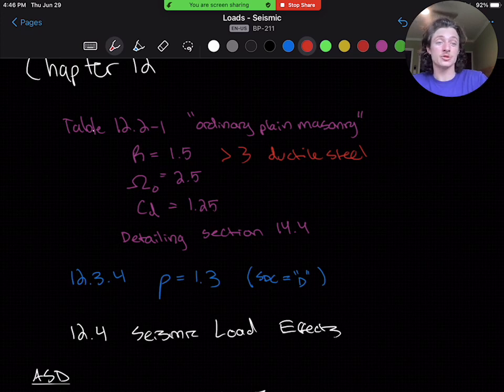So next, in section 12.3.4, we're going to take our redundancy factor for seismic design category D as 1.3. And then in section 12.4, we'll begin to discuss load effects and combinations. So it says in this section, seismic load effects are the axial, shear, and flexural member forces resulting from the application of horizontal and vertical seismic forces. So seismic load effects are reported using the variable E.